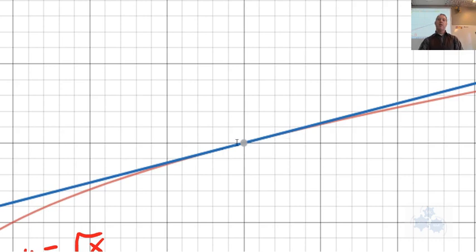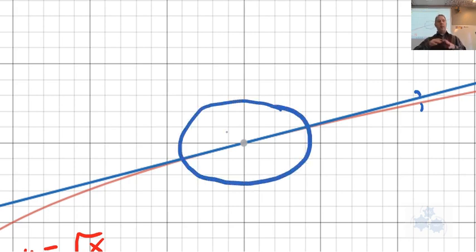Now, the further you get away from the point of tangency, the more that the straight line, the tangent line, and the graph itself start to diverge, right? So as you get further and further away from the point of tangency, we see that this blue line and the red line start to separate. But if we take a look at this area right here, it can almost be said that the tangent line and the graph in this small area, they're almost identical, right?